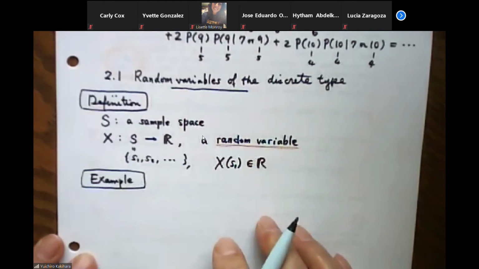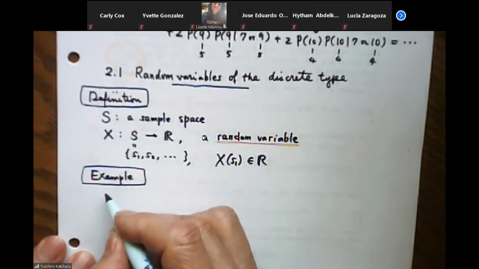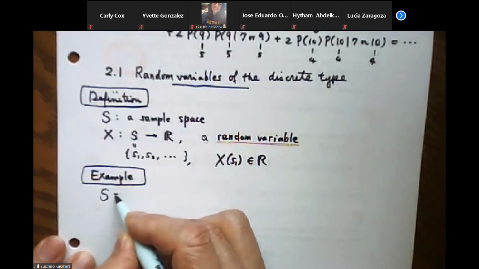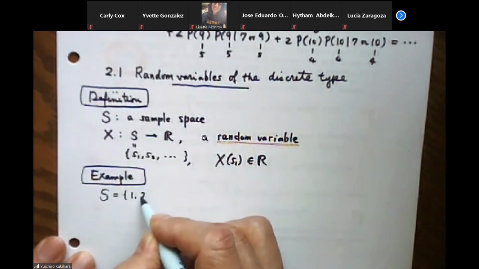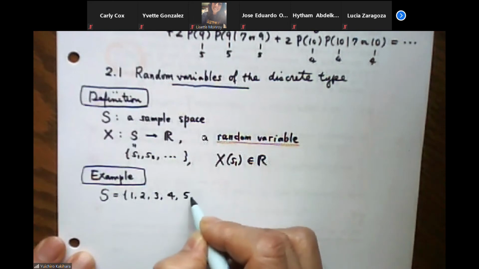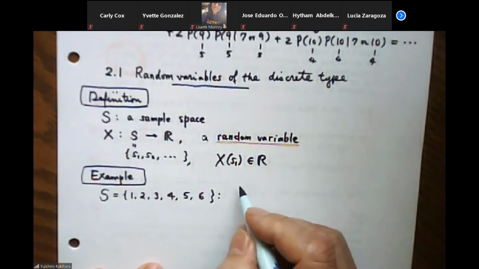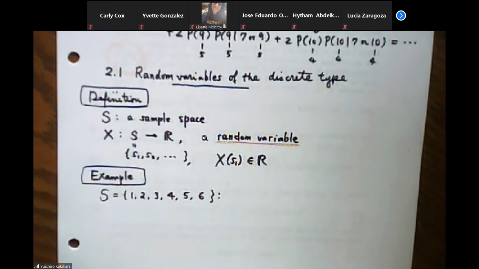Roll a six-sided die. And so necessarily the sample space consists of 6 numbers: 1, 2, 3, 4, 5, 6. This is a sample space. Oh, by the way, I'm sorry, I forgot.